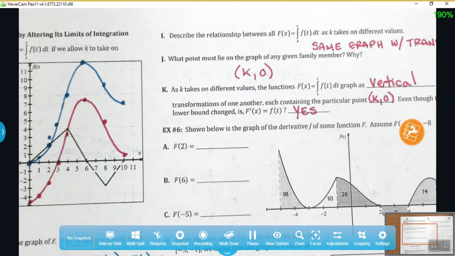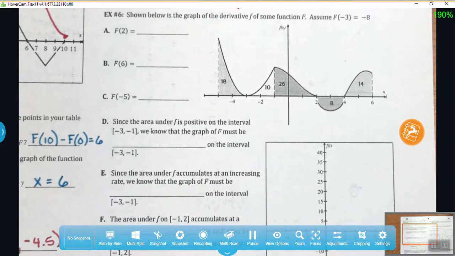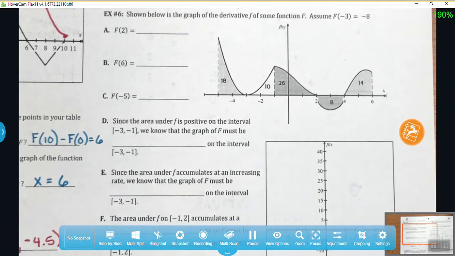Okay, cool. So try example 6 now on your own, and we'll check in a minute. We're going to do particle motion, but just 2 examples of particle motion, and then that's it.